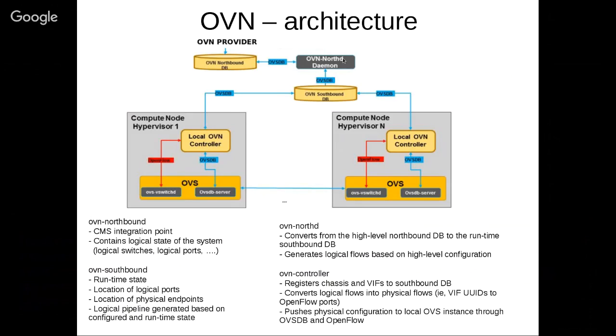The northd daemon monitors the changes made to both the northbound database and the southbound database, and in case of any changes either to the logical state of the system or its physical state, translates these changes into logical networking flows and updates the state of the southbound database. The OVN controller is a distributed network controller installed on each host. It monitors the OVN southbound database and configures the local OVS bridge accordingly.